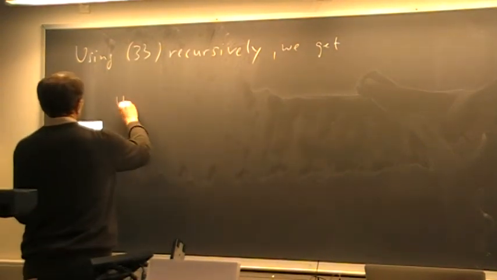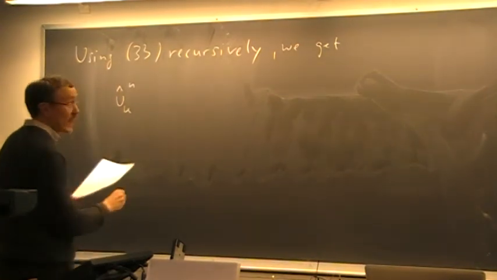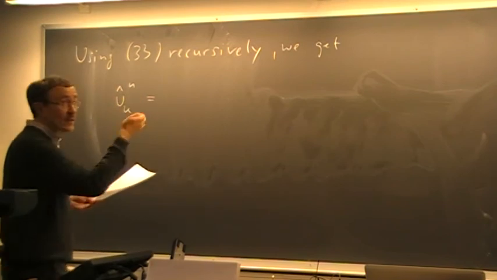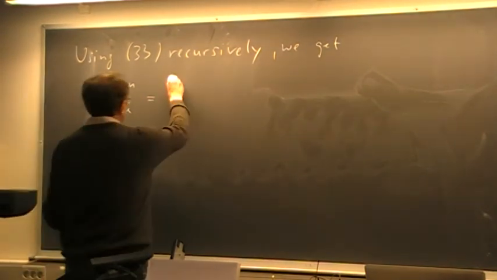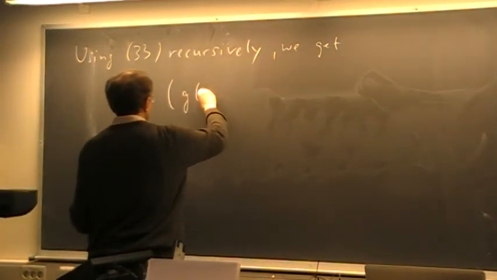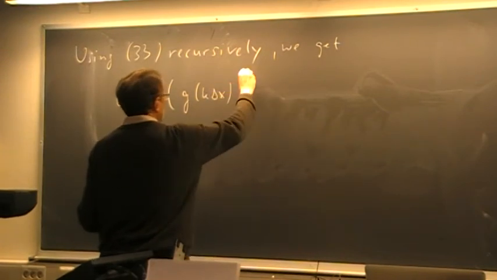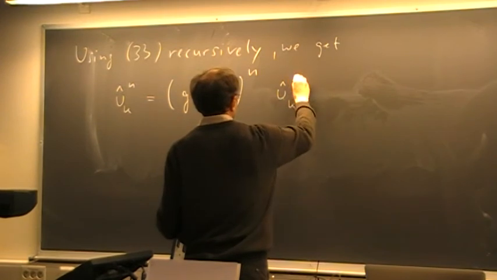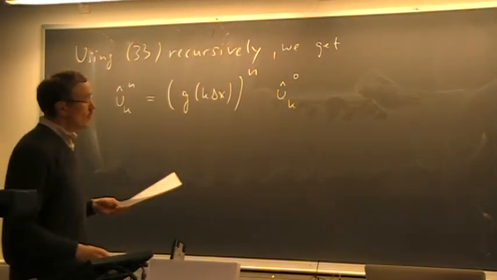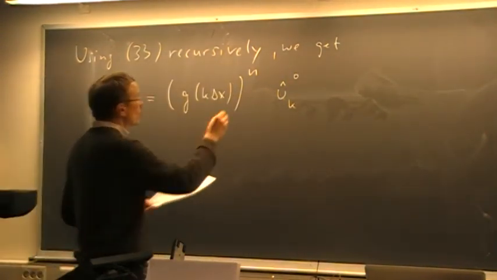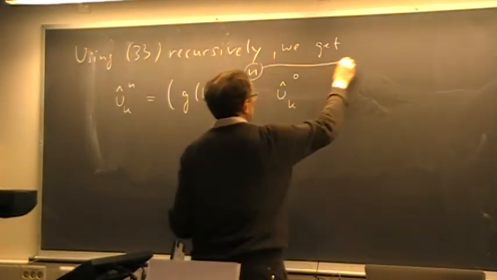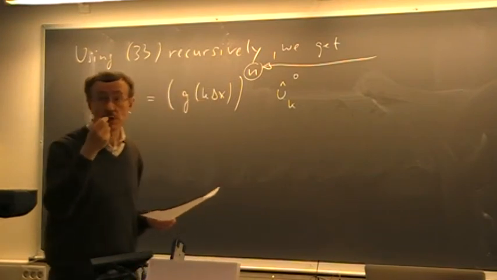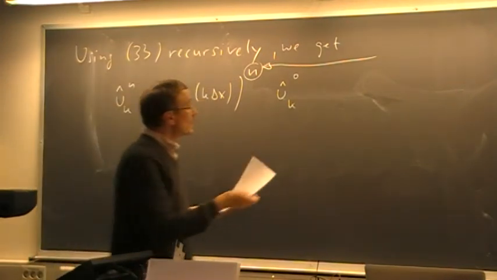U k hat. Now we start from n instead of from n plus 1. Then we do it n times. Then we get this amplification factor to the power n times the Fourier transform at the time level 0. And it's important that this here is now not a superscript, an index, but this is an exponent.